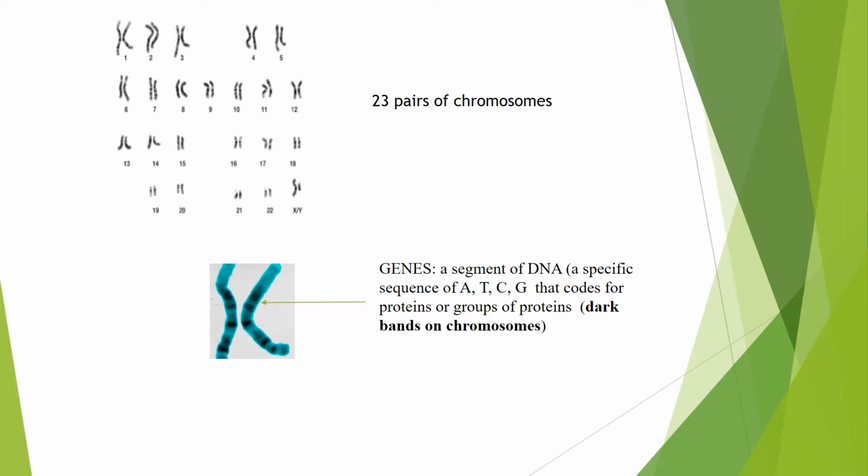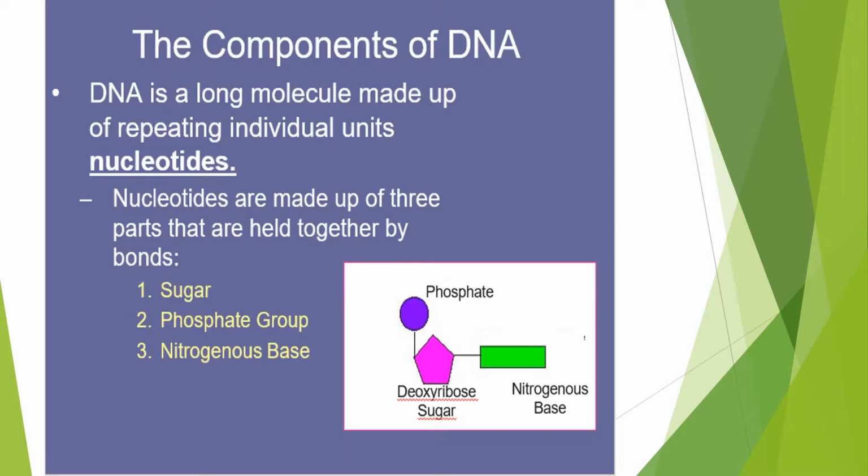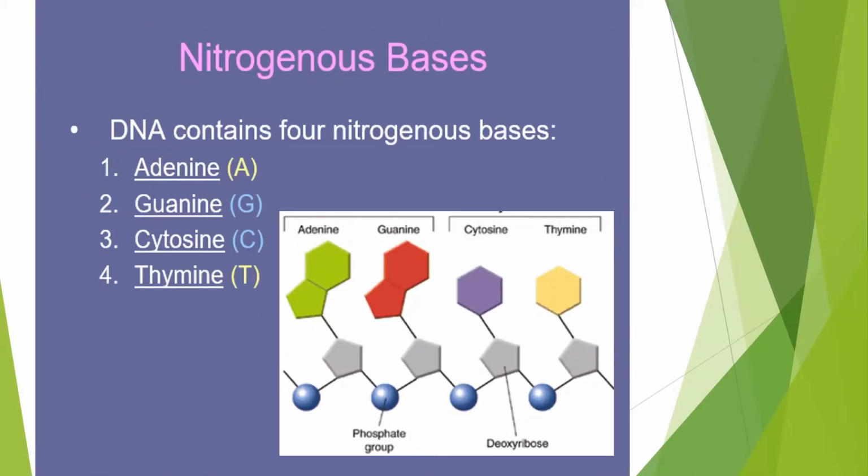So what makes up DNA? DNA is a long molecule that is made up of repeating nucleotides. And nucleotides are made up of 3 parts. There's sugar, a phosphate, and a nitrogenous base. There are 4 types of nitrogenous bases, which are represented by the first letter in each word. A is for adenine, G is for guanine, C is for cytosine, and T is for thymine.